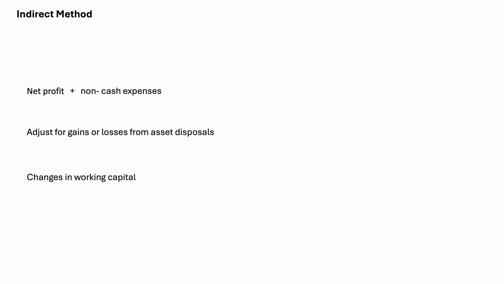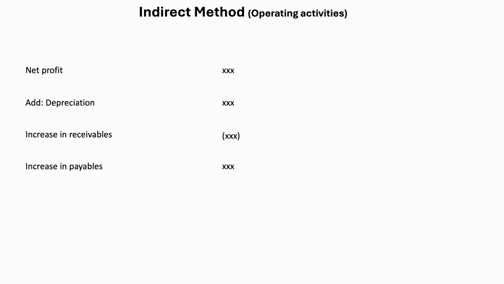So here's how to do the operating activities section using the indirect method. We start off with net profit and then add back non-cash expenses such as depreciation. An increase in receivables is subtracted. An increase in payables is added. After adding up everything, we get net cash from operating activities.